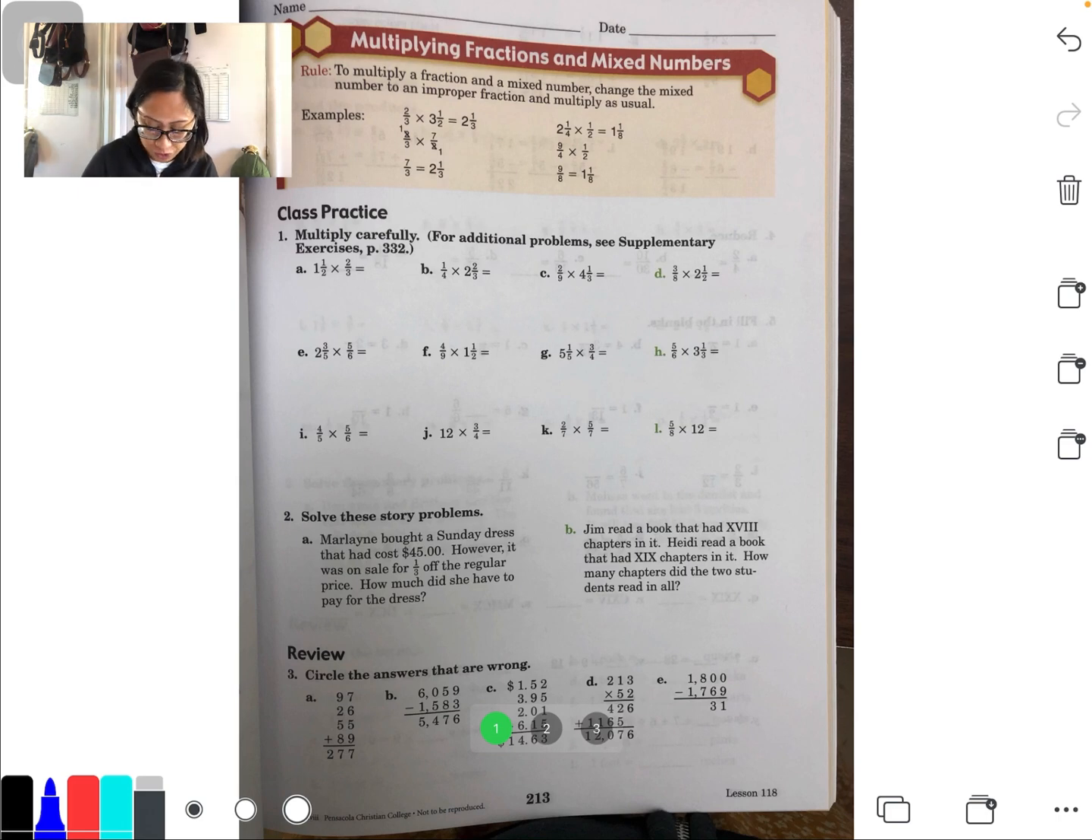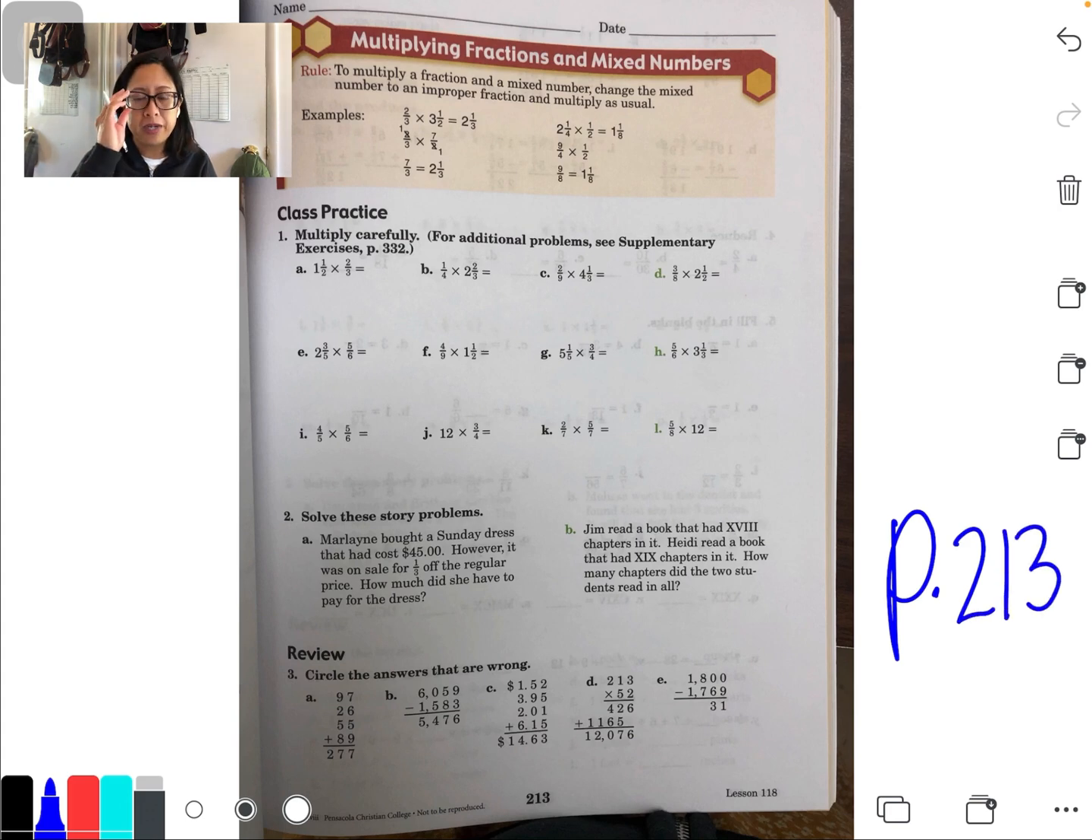So please be sure you're on page 213. I believe we're skipping a page, which is okay. We'll return to that page later on. But I just wanted to do this page for today, Thursday, page 213. Thank you for turning there.